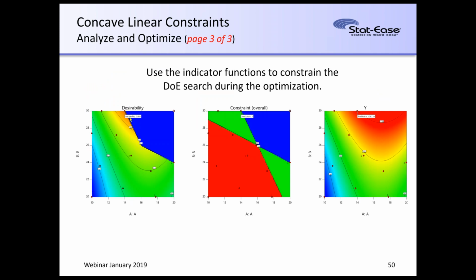So you can see the blue is the 0 where I'm not meeting either constraint. Or it's a little bit easier to see in the constraint function. The blue is the 0 where I'm not meeting either constraint. The green is the 1 where I'm failing one constraint or the other, but not both. And then the red is the 2s where I'm meeting both constraints.